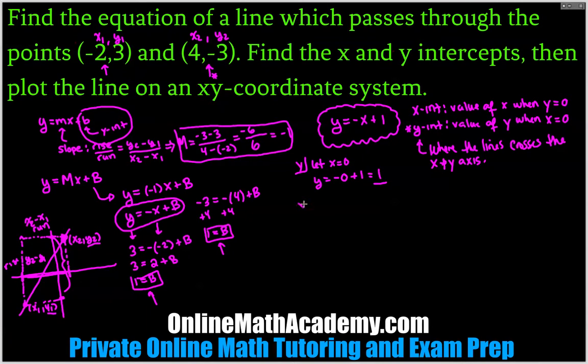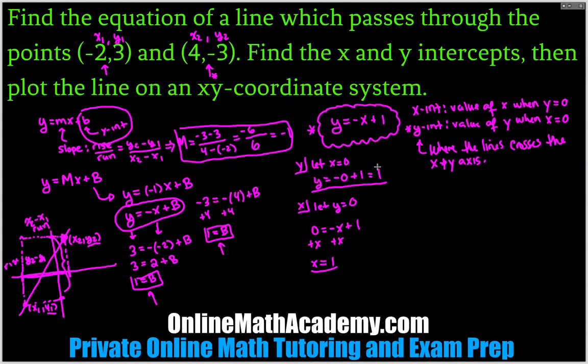Now how do we find the x-intercept? Well, we let y equal 0. So we have 0, and again we're using this equation, 0 equals -x plus 1. So to solve this most easily, let's add x to both sides. And we get that x equals 1. So our x-intercept is 1, our y-intercept is also 1 in this case.